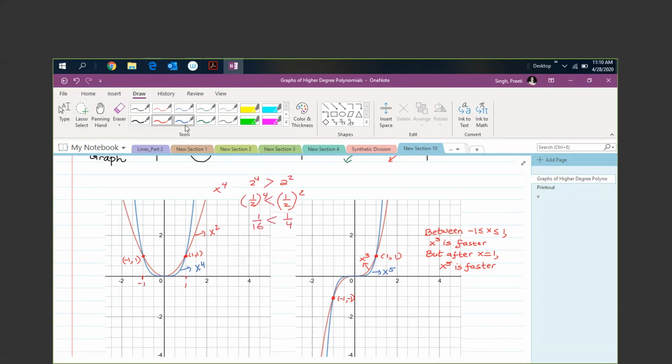So what this is telling me, let me show you again. The blue graph is x to the 4th. So this part is my blue, and this is my blue. At this point, I input 2 into x to the 4th, right? If I input 2 into x to the 4th, I get 16.